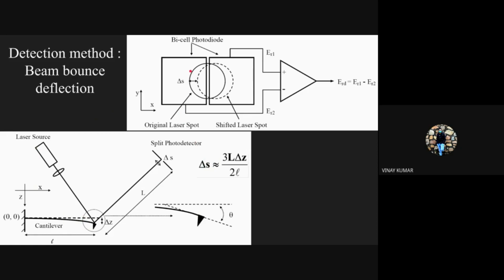For the split photodiode detection, we have a setup like this, where this dark circle is the original laser spot. This is the initial setup: the initial calibration of our experiment is to get the difference between the voltages as low as possible. After the deflection is made by the cantilever, the dotted laser point is shifted. The difference between the two gives our deflection, which is translated into an image.